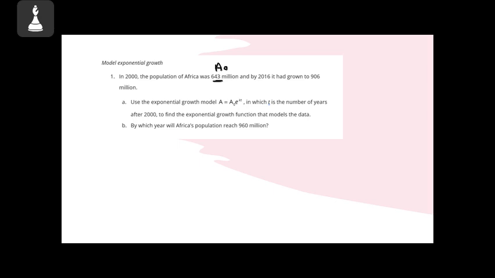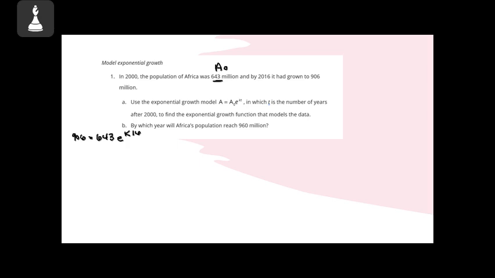And we're going to need to find our k. We can find that by using the value that we have for 2016. So we know there were 906 million from our 643 million, e to the k. We need to solve for k from 2000 to 2016. That's 16 years later.